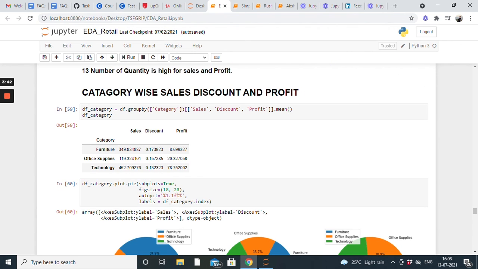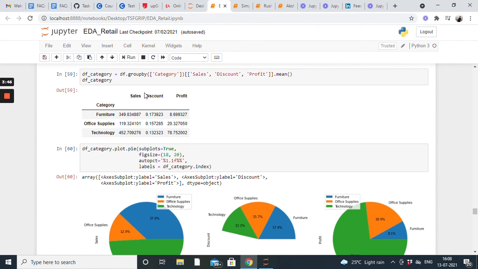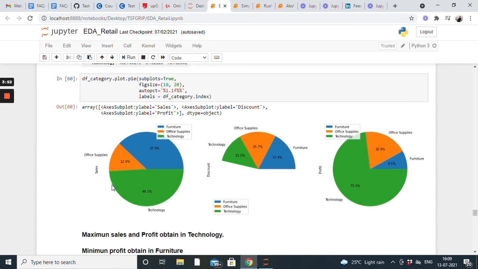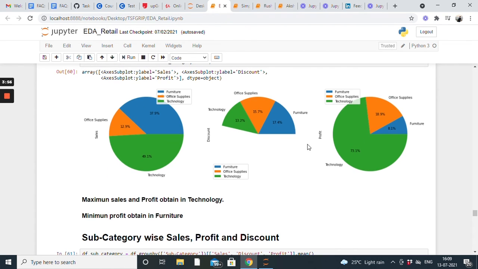Category wise, we can go with category-wise sales, discount and profit. By default we group by category and take the mean value of sales, discount and profit, and I plotted the pie chart one more time. From this pie chart we conclude that maximum sales and profit are obtained in the technology domain, and minimum profit is in furniture.